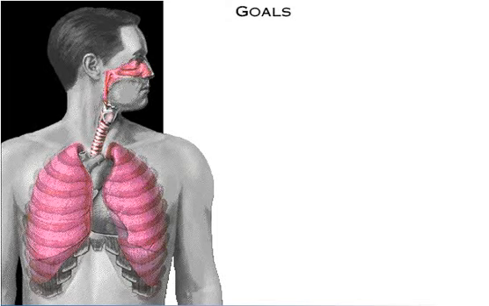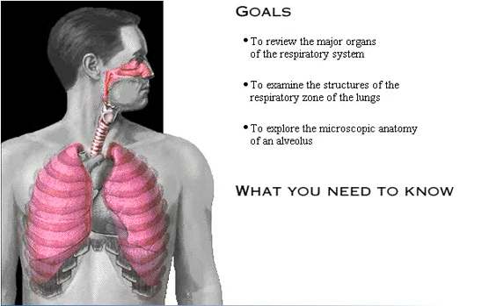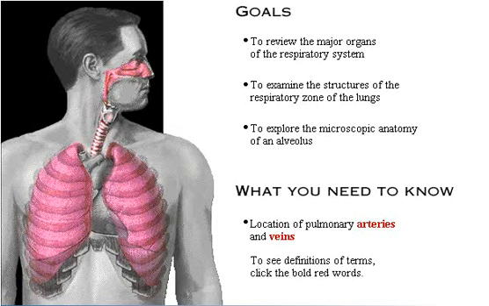Your goals for learning are to review the major organs of the respiratory system, to examine the structures of the respiratory zone of the lungs, and to explore the microscopic anatomy of an alveolus. Here's what you need to know: the location of pulmonary arteries and veins. To see definitions of terms, click the bold red words.